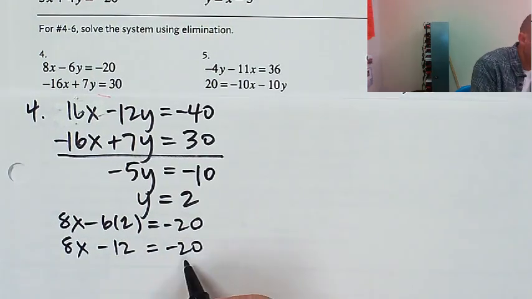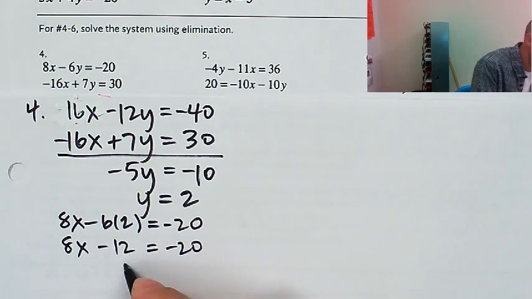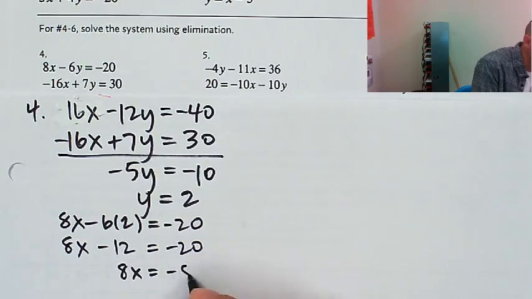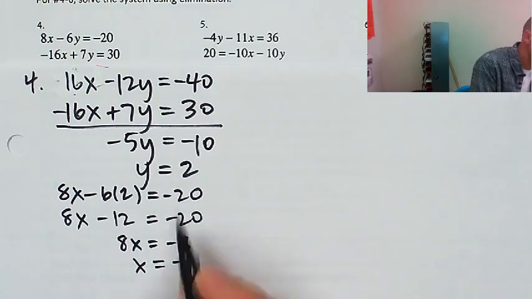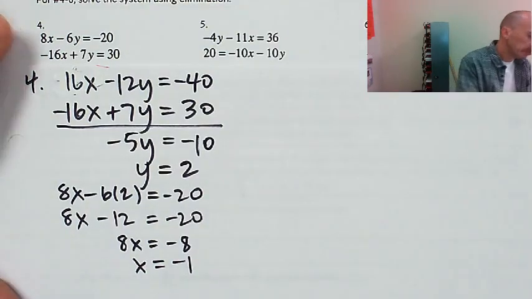If I added 12 to both sides, negative 20 plus 12, that'll be negative 8. And then if I divide both sides by 8, I can get x equals negative 1. So x equals negative 1, y equals 2. That's my solution.